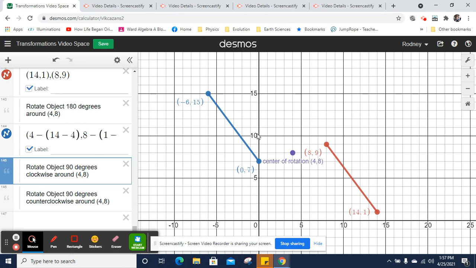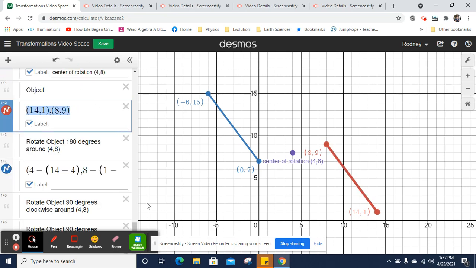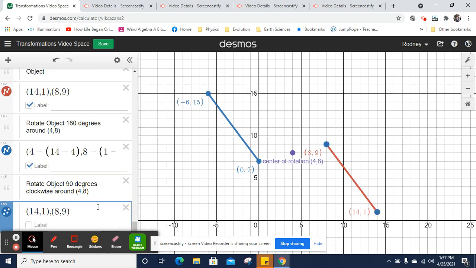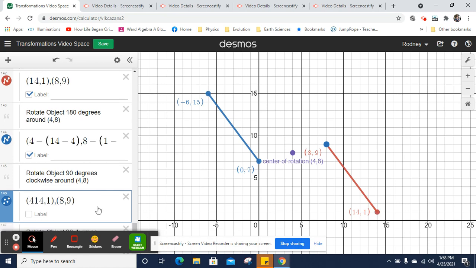Okay, so now we're going to do 90 degrees clockwise. Give it a try, see if you can make that work. And I'm going to assume you have and you're ready to see what I came up with. So I'm copying my original 2 points just as a reference point, and I'm going to use 4 and 8. It's going to be 4 plus and 8 minus, since I'm rotating clockwise. I'm going to be doing this all in stages, 4 plus and 8 minus.